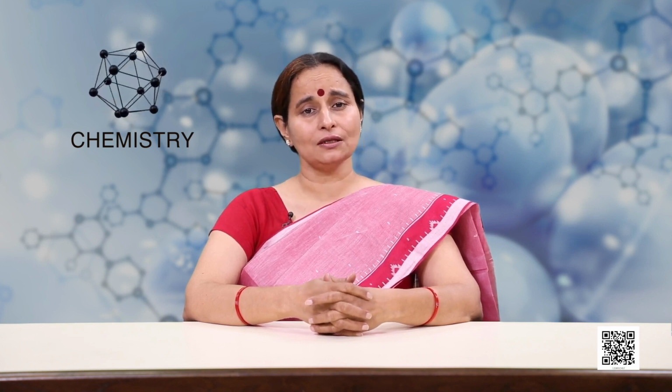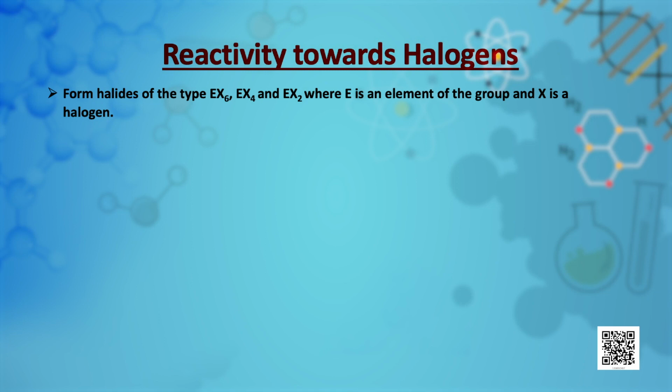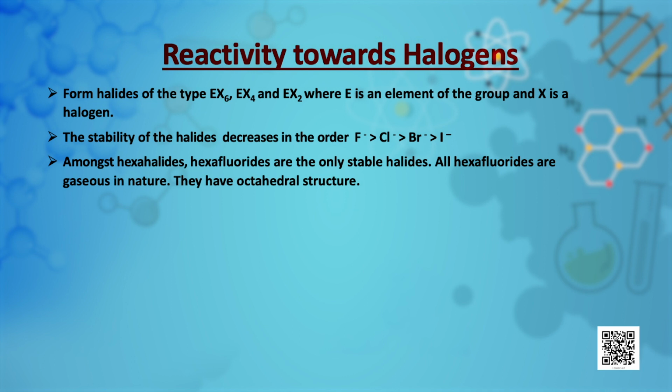Elements of group 16 form a large number of halides of type EX6, EX4 and EX2, where E is an element of the group and X is a halogen. The stability of the halides decreases in the order, fluorides being most stable, followed by chlorides, then bromides and then iodides. Amongst hexahalides, hexafluorides are the only stable halides. All hexafluorides are gaseous in nature.